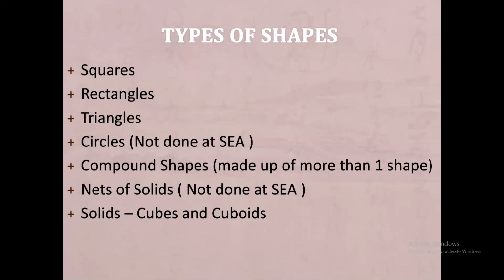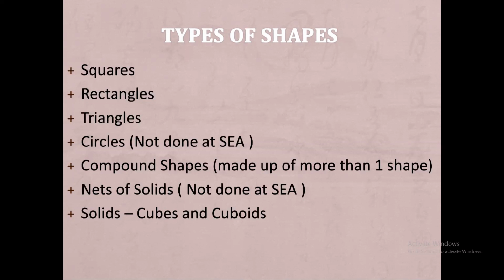Compound shapes. A compound shape, the word compound, we could remember that from language arts. In language, you learned compound words. And a compound word is the creation of a word using more than one word. So you take table and spoon and you put it together, you get tablespoon. Right? You put book and bag together, you get book bag.